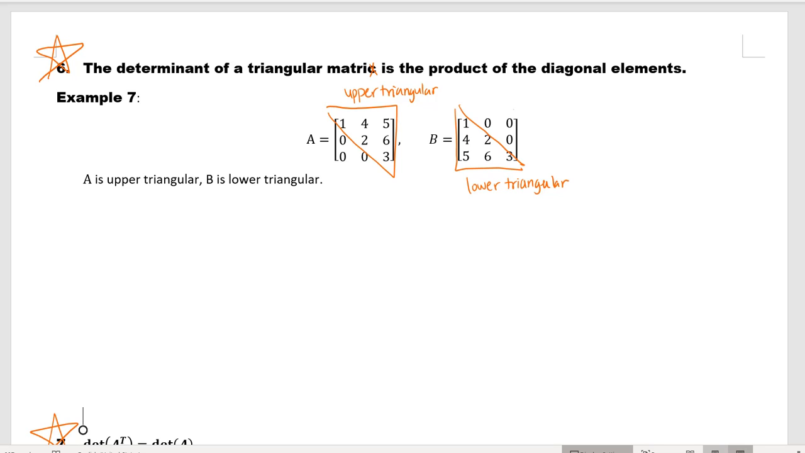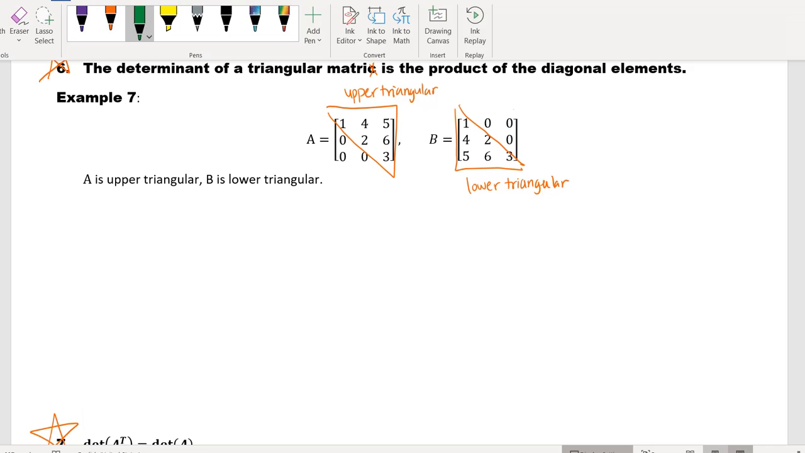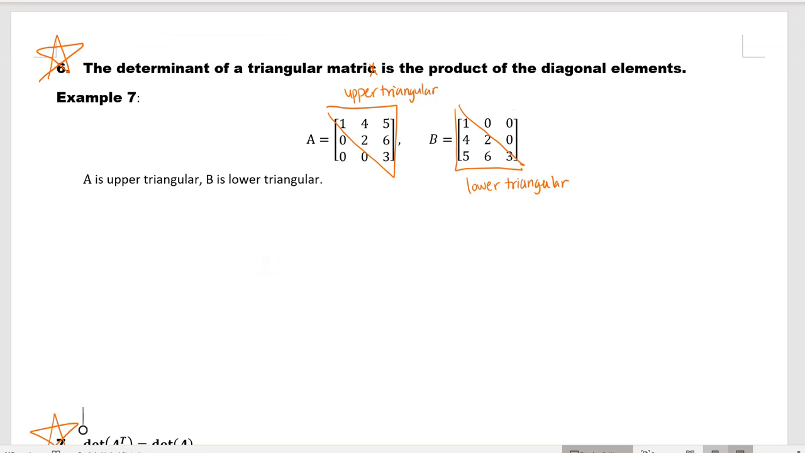Why is that? Let's compute the determinant, then you understand why. Let's look at A. Maybe it's easy to use the first column cofactor expansion, right? Because it has a lot of zeros. So then we have 1 times the determinant of the submatrix 2, 6, 0, 3. Because the other ones are zeros, we just get zeros.